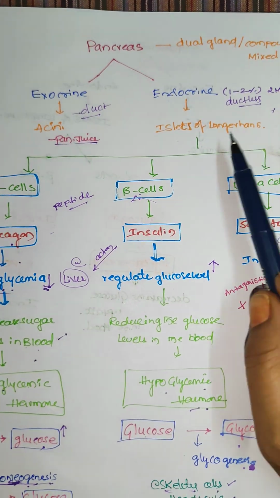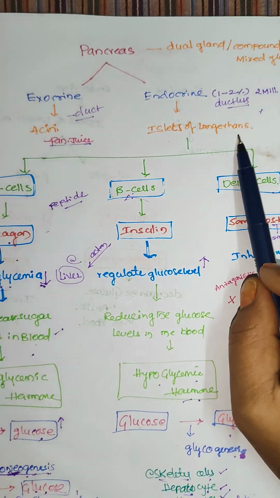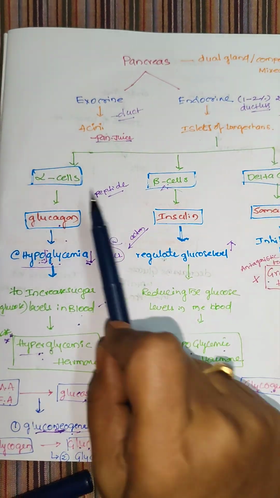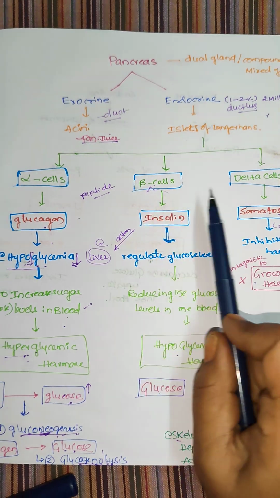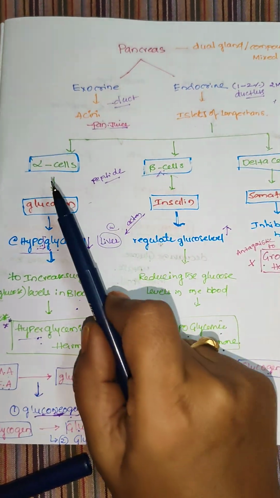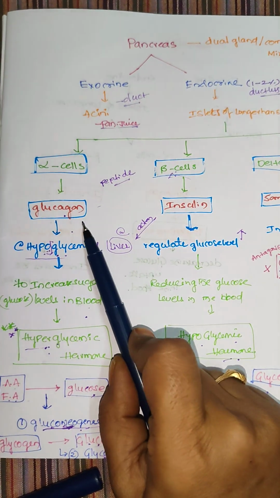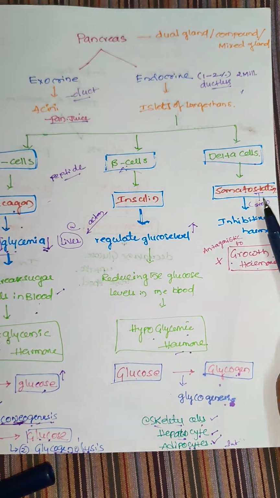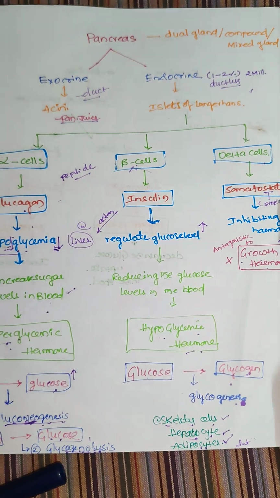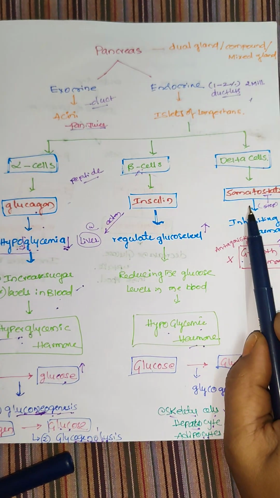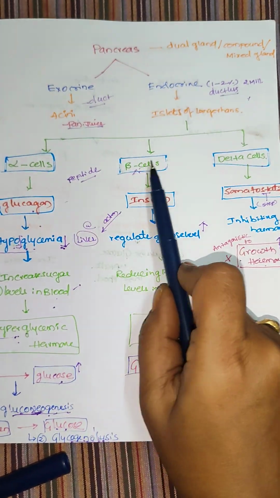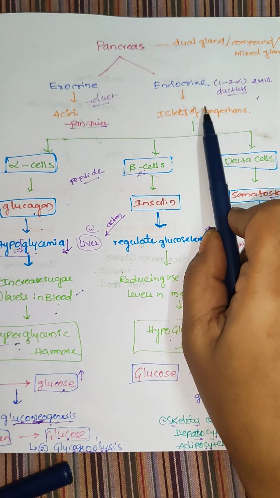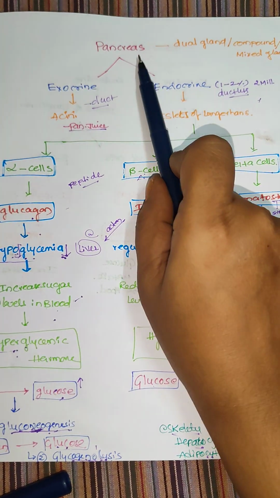Example: hormones. The islets of Langerhans have 3 types of cells: alpha cells, beta cells, and delta cells. Alpha cells produce glucagon, beta cells produce insulin, and delta cells produce somatostatin. These 3 hormones are released by the 3 types of cells of the islets of Langerhans of the endocrine part of the pancreas.